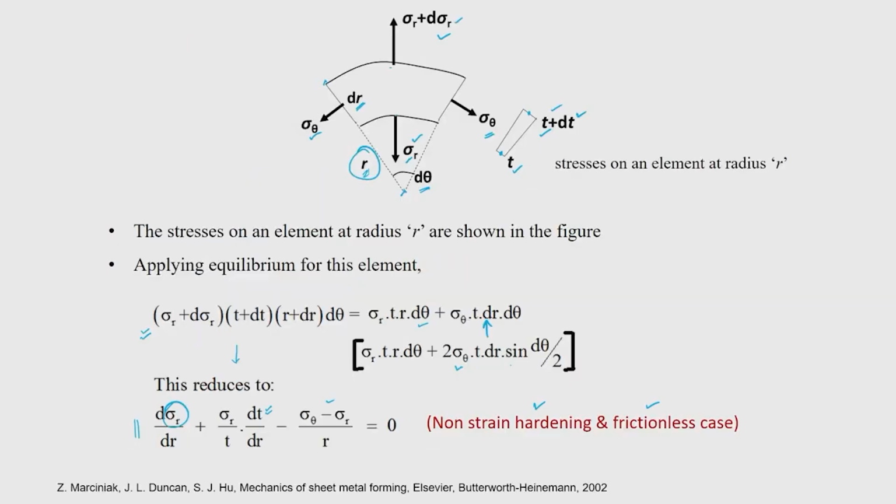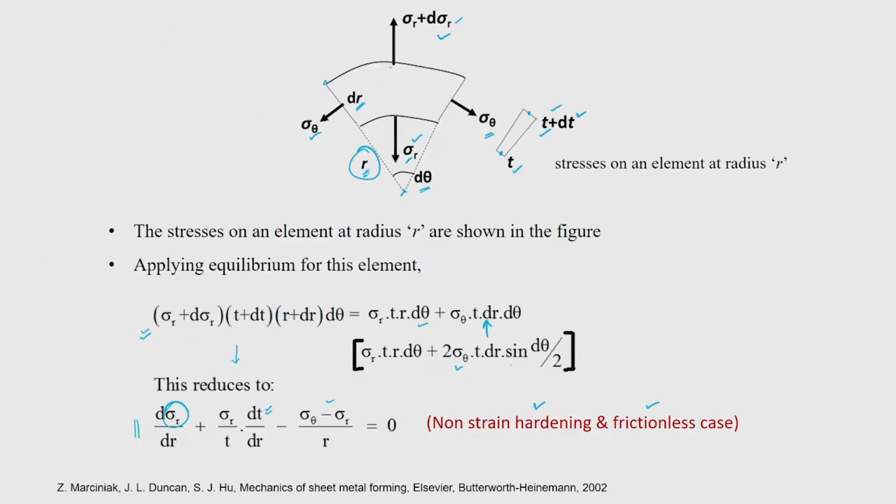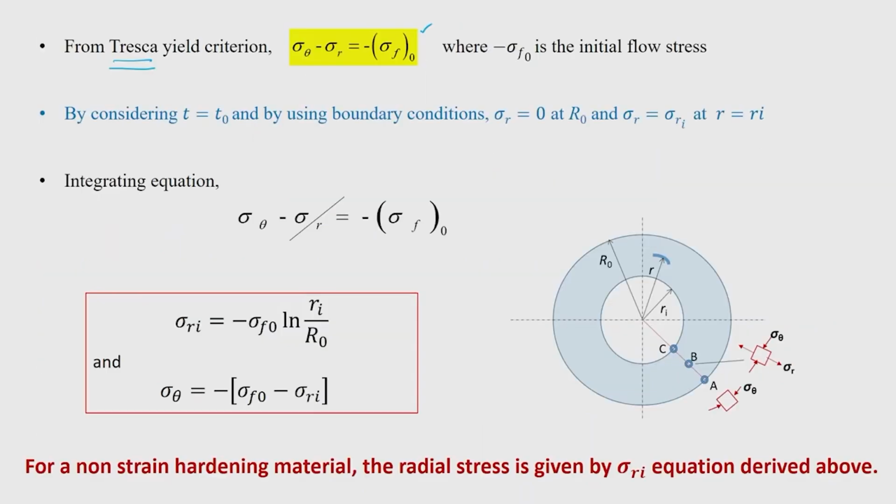Okay. So now, just for a change in this analysis, we are going to use a Tresca yield function, which we have not used until now. We have used only the von Mises yield function until now. If you use the Tresca yield function, this yield function is already derived in the previous chapter. So sigma theta minus sigma r is equal to minus sigma f naught. Minus sigma f naught is nothing but the initial flow stress. Okay. So why we are saying that is because we are now going to replace this term by sigma f naught to get into some details.